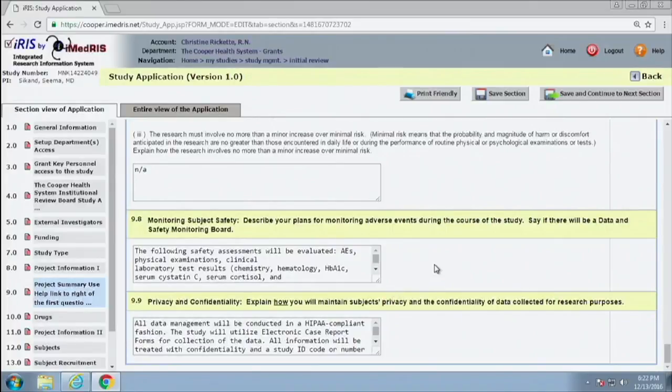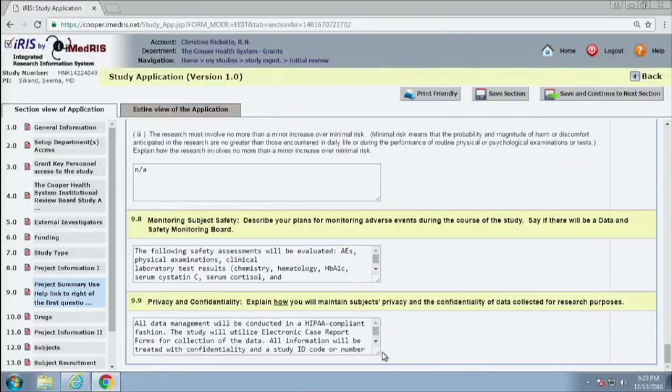Monitoring subject safety, what are you going to do to make sure that these people are not having any adverse events, or normally that's the frequency of the visits and different labs you might be doing, and how you're going to protect their privacy and confidentiality.